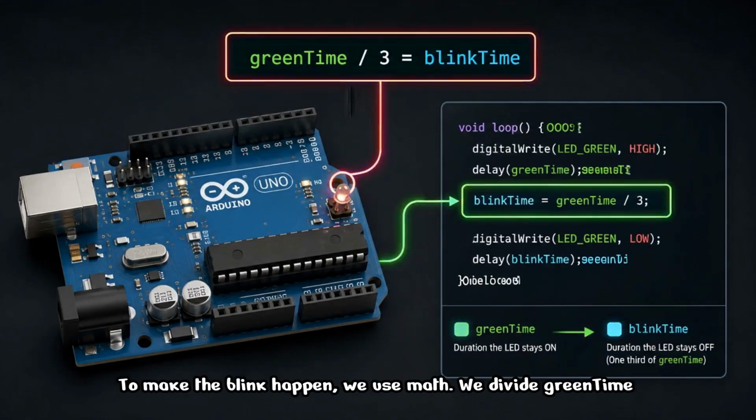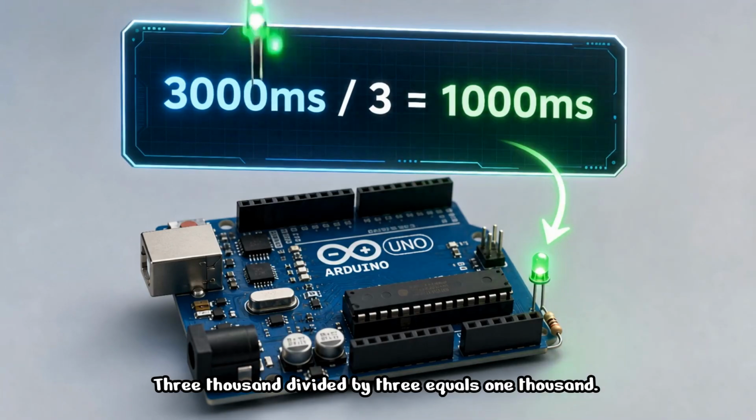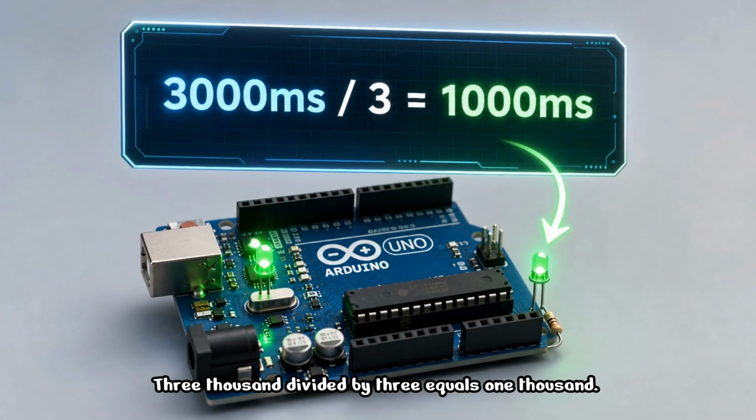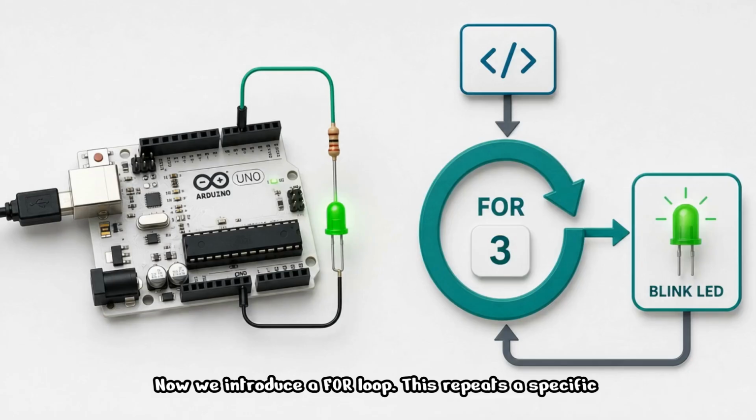To make the blink happen, we use math. We divide green time by 3 to create a faster blink time variable. 3000 divided by 3 equals 1000. Our math calculation gives us a 1 second blink interval.